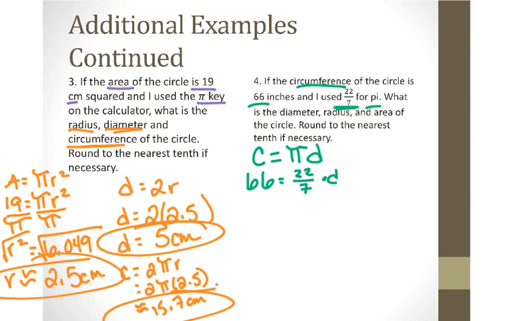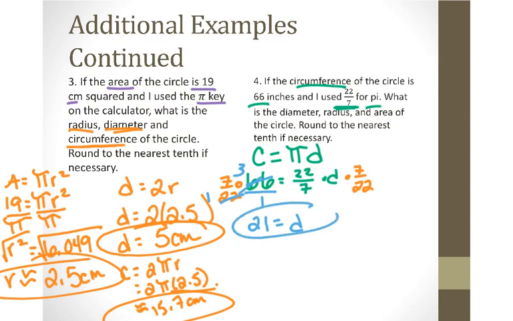Now remember, when you are multiplying by a fraction, in order to get rid of the fraction, instead of dividing by a fraction, we multiply by the reciprocal. So I'm going to multiply both sides by the reciprocal, 7/22. Now remember, you can take any whole number and write it over 1. So now I'm going to simplify this, and I'm going to cross simplify, so I know 22 can go into 66 3 times. So now I just have 7 times 3, which is 21, is equal to my diameter. And remember, guys, you can always multiply straight across if you need to.